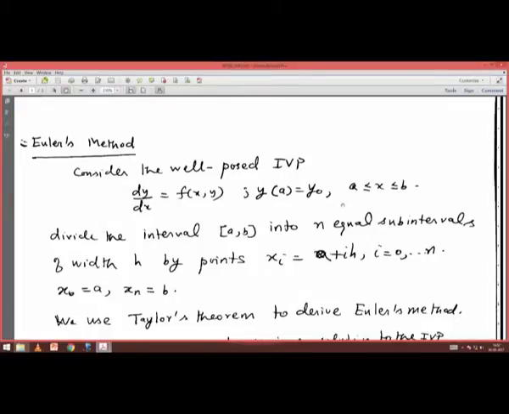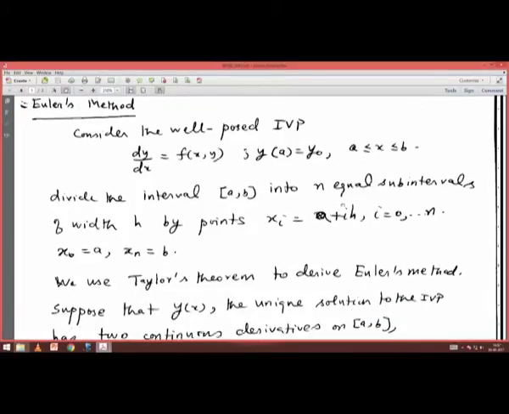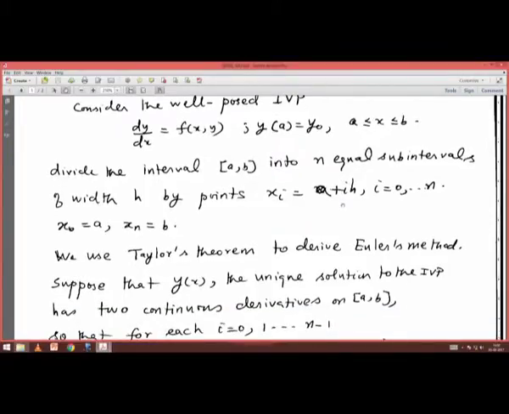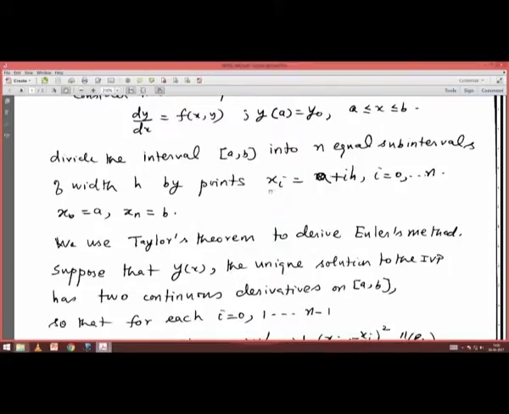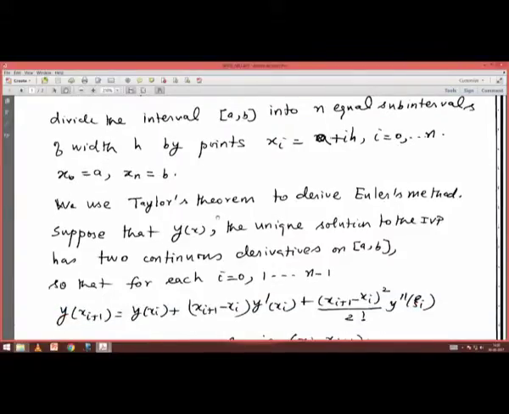So, what should we do in a numerical method? We should divide the interval a to b into n equal subintervals of width, say h, by means of points xi which are given by a plus ih for i equal to 0 to n, such that x0 is a and xn is going to be b. So, let us use Taylor's theorem to derive Euler's method.